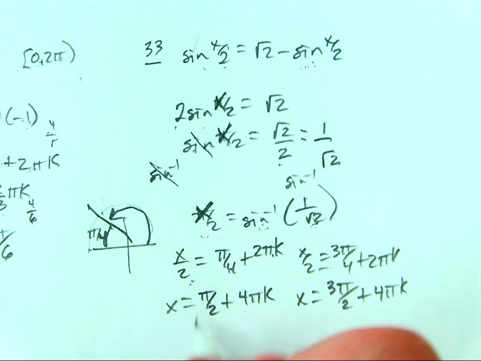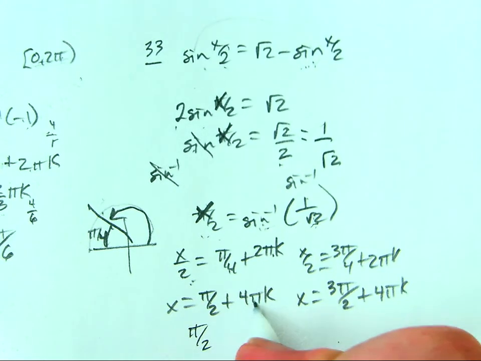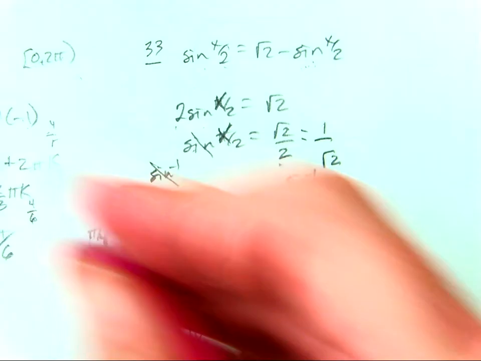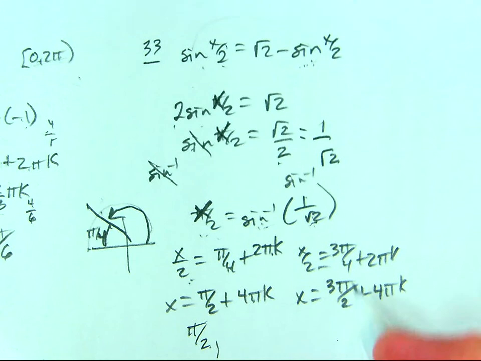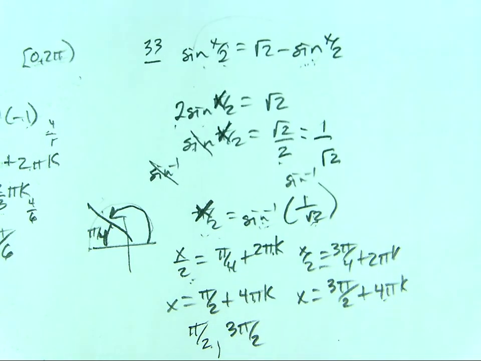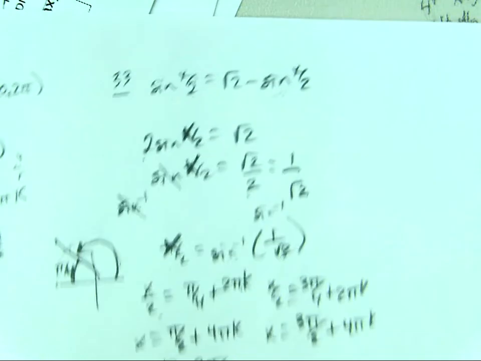Well, if we start here, pi over 2 fits. If I add 4 pi, since we're only going up to 2 pi, that's going to be way too big. So we're done there. Over here, 3/2 pi is less than 2 pi. That works. If we add 4 pi again, that's way too big. So we just have those.